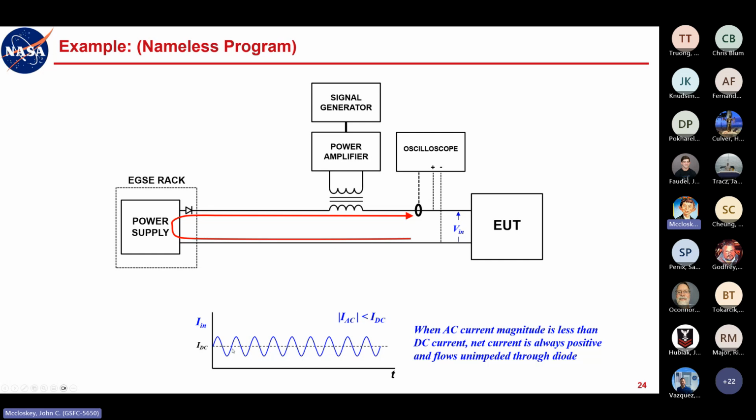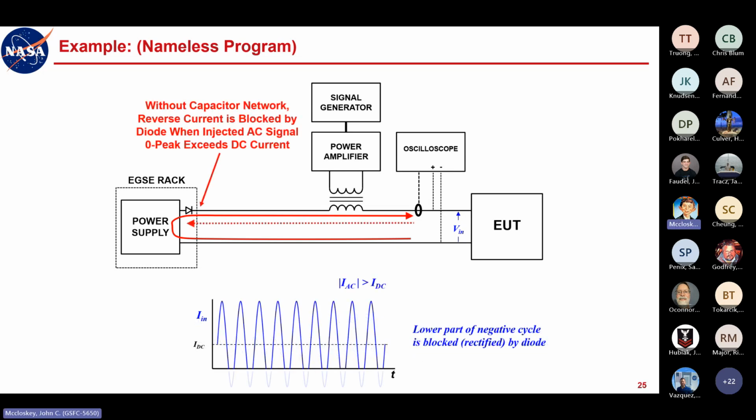As long as the AC current magnitude, the 0 to peak AC current magnitude, is less than the DC current draw, the net current through the entire cycle of your injected waveform is always still positive. So the current will flow through the diode, no problem. Everything flows unimpeded through the diode. So even though you're on the negative part of your AC waveform, you have this DC offset that's keeping everything positive. So your net current is always going through the diode in the positive direction.